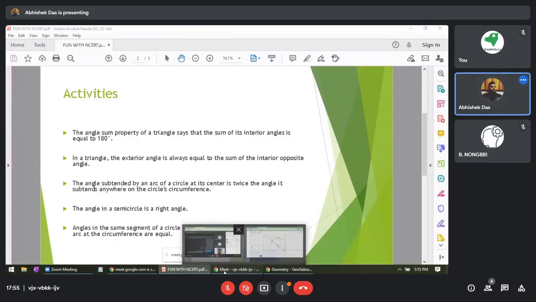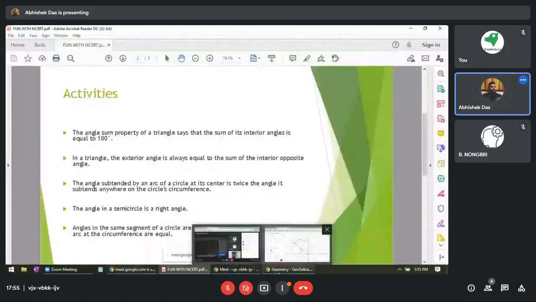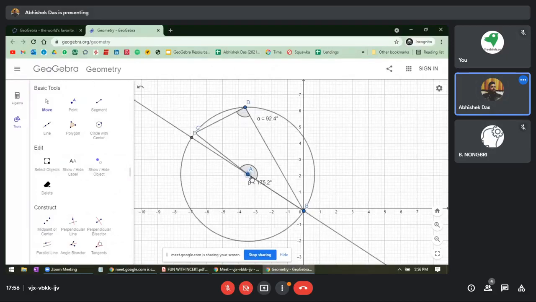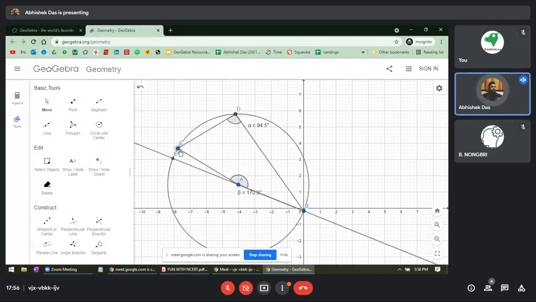Right? So you can change the shape of this. And just again bring this over to the diameter. You will see the angle approaches 90 degrees over and over. Right?